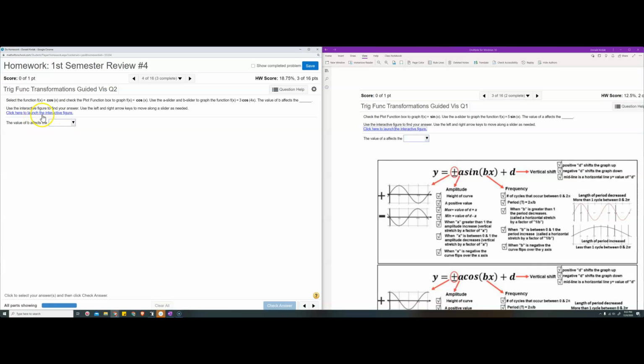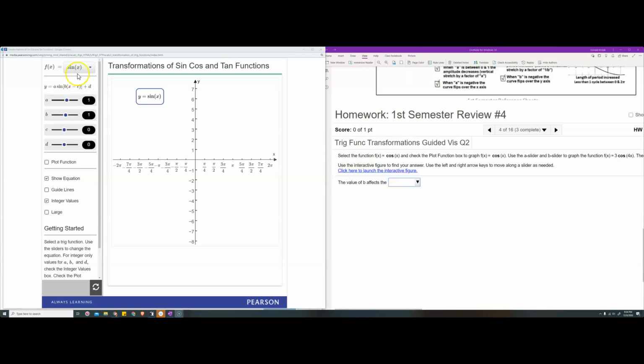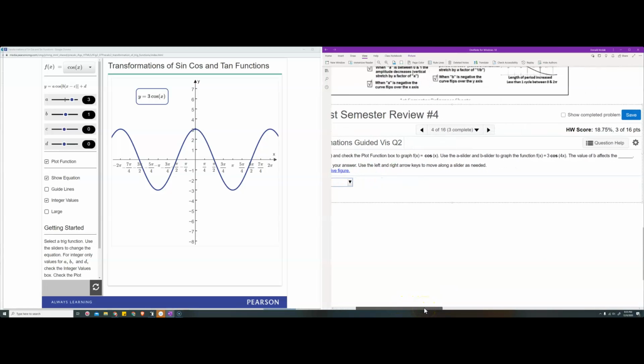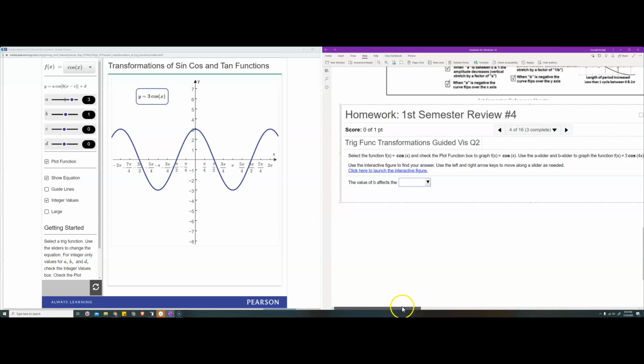All right, we're going to do the same thing with cosine, and we're going to use the A and the B sliders to graph 3 cosine 4x. Okay, select the cosine function. So I'm going to move this to cosine, and I'm going to hit plot the function. So there's our cosine graph. We're going to move the A slider to 3. So that's going to increase the amplitude to 3. And then we're going to use the B slider and move it to 4. All right, and the value of B affects the blank.